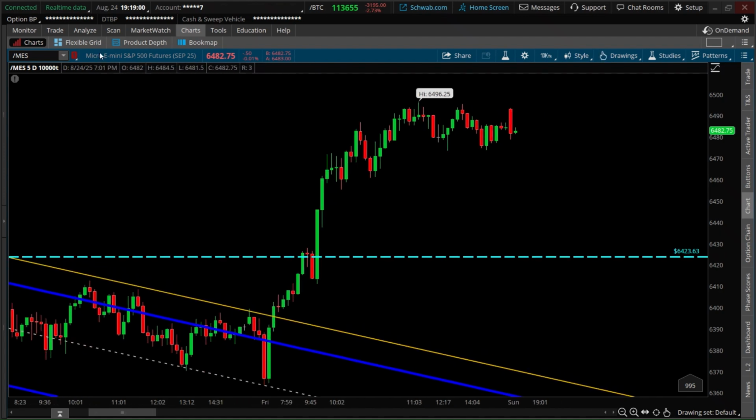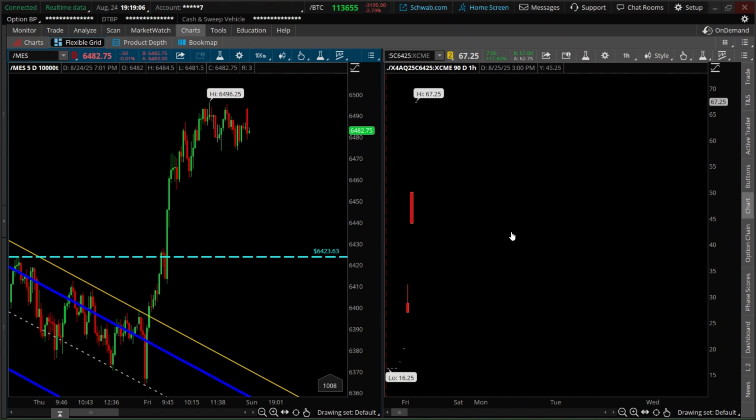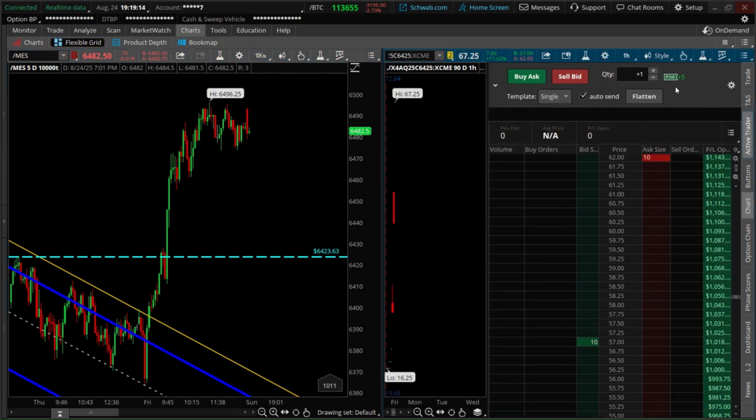So switching over to this page right here. The chart on the left is the 10,000 tick chart. The chart on the right is the 1 hour time frame for the options contract. So if I open up active trader, here's my position with 5 contracts. So I'm going to go ahead and place an order to close this out. Let me see if I was to sell this. Yeah, so the premium is now dropping at $56.